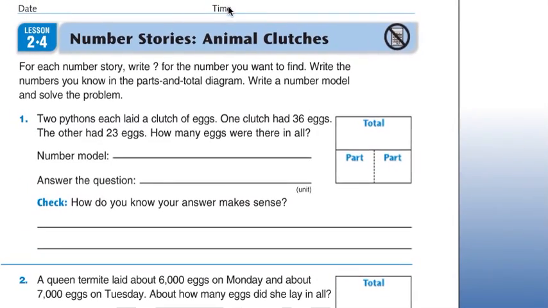So, we are going to be reading the number story, as our directions say. For each number story, write a question mark for the number you want to find. Write the numbers you know in the parts and total diagram, which is over on the right-hand side of the page. Then we're going to write a number model down here and solve the problem, including answering the question. We're also going to check our work because good math students always check their work and ask themselves, how do I know if my answer makes sense?